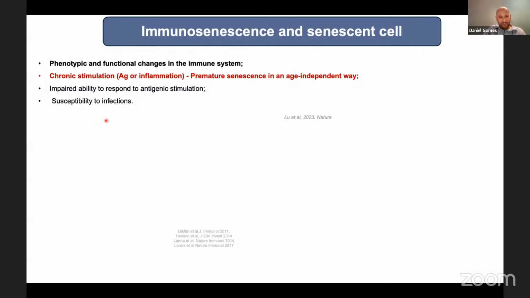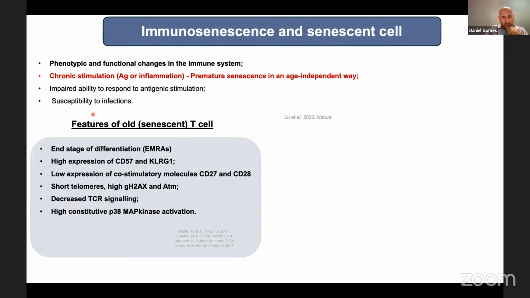But one thing that is very important is chronic stimulation. It doesn't matter if this chronic stimulation is mediated by a parasite, by bacteria or whatever, or if it is an autoimmune disease or an inflammatory disease. These can cause premature senescence of the immune system in an age-independent way. Basically, when we are chronically infected, we can have premature senescence of our immune system, which is also associated with the things that I told you before, especially susceptibility to infection.